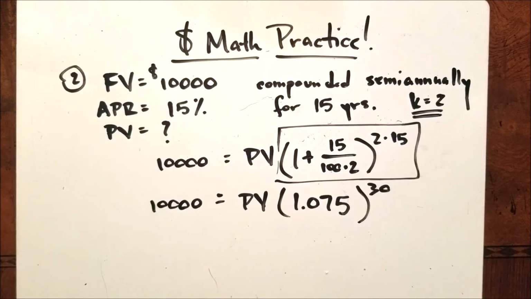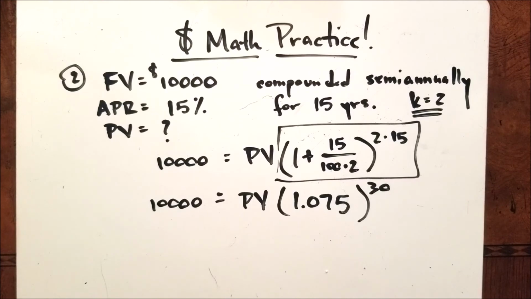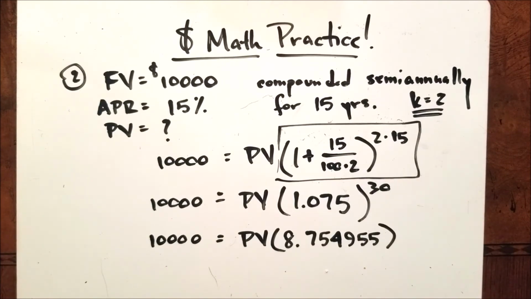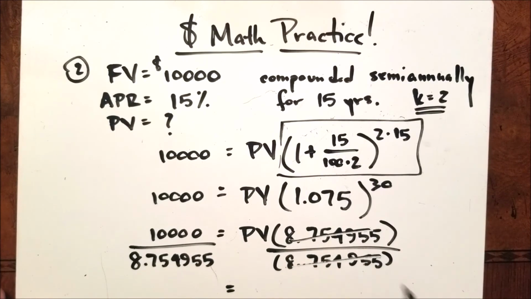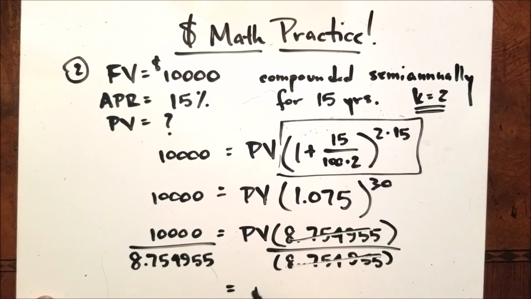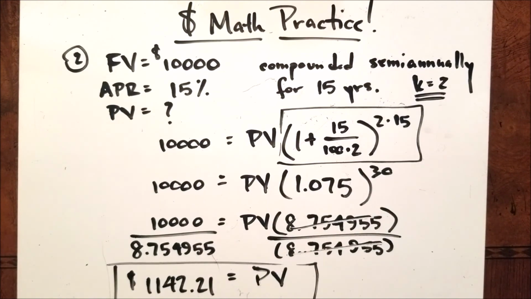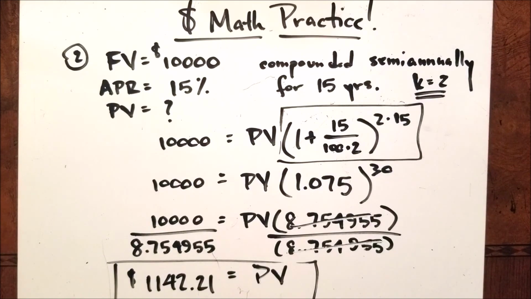Let's do it. Okay, that's what I get from everything inside the parentheses. Now I have to raise that to the 30th power, and that gives me this. And now I can isolate that PV by dividing both sides by that number. These, of course, cancel. I'm left finally with my PV, and here's my answer: $1,142.21. I would have to start with that much money given these conditions to end up with $10,000 in 15 years.